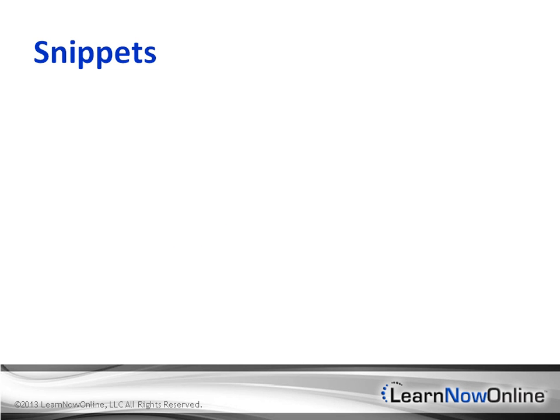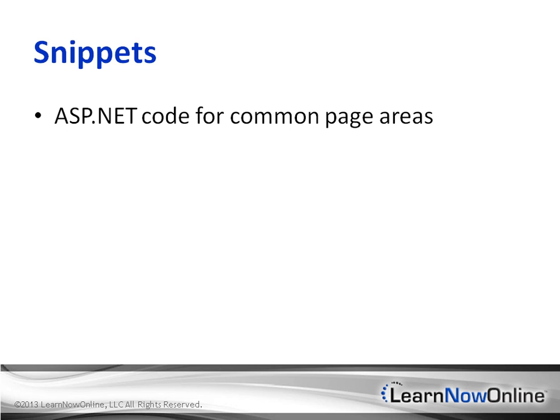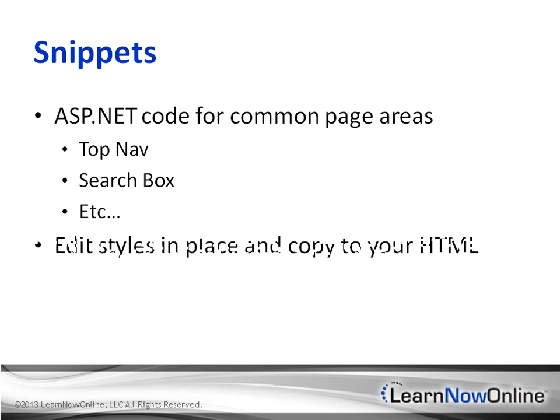The Design Manager has this handy tool called Snippets, and what it lets you do is get ASP.NET code for common page areas. So it's got snippets for the top nav and for the search box, and most of the common areas of a SharePoint publishing site. It also has tools so that we can edit the styles in place. And once we have the particular snippet looking the way we want, then it's up to us to put it back into the HTML page that we're converting into a master page in the spot where it needs to go.